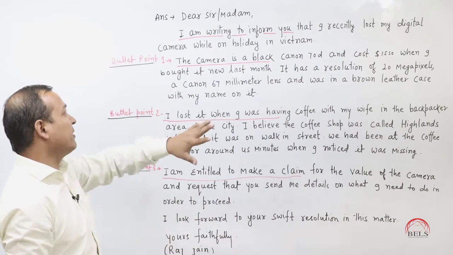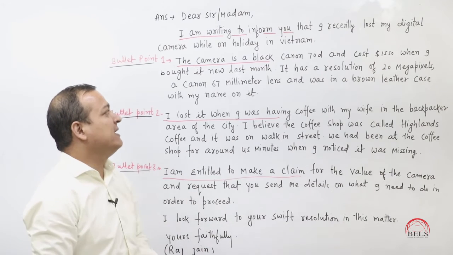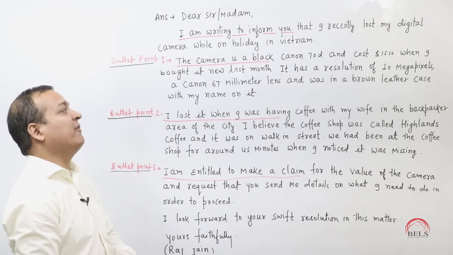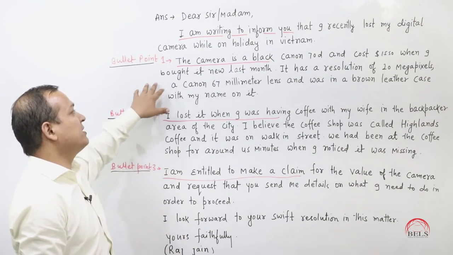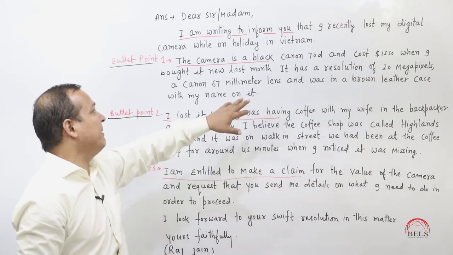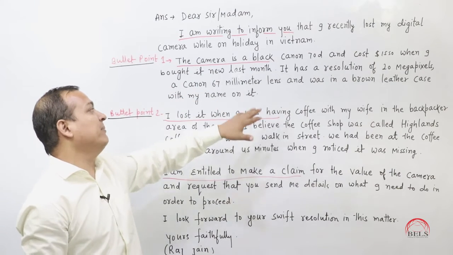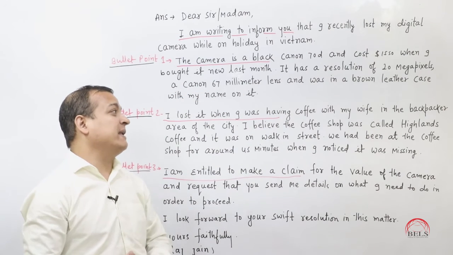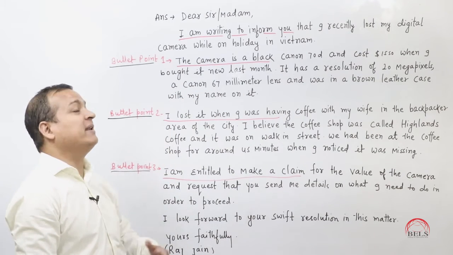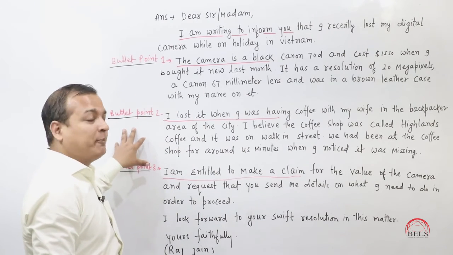Bullet point 1, as per the question: "The camera is a black Canon 70D and cost $1,550 when I bought it new last month. It has a resolution of 20 megapixels, a Canon 67mm lens, and was in a brown leather case with my name on it." This is bullet point 1. Now let's discuss bullet point 2.